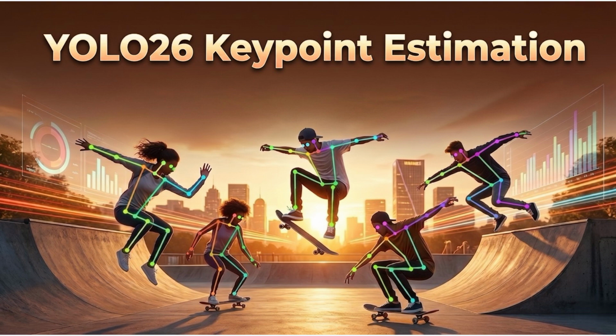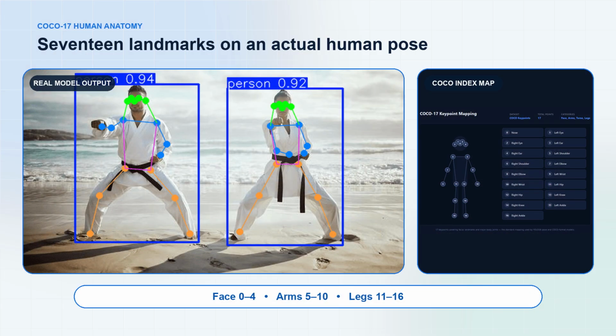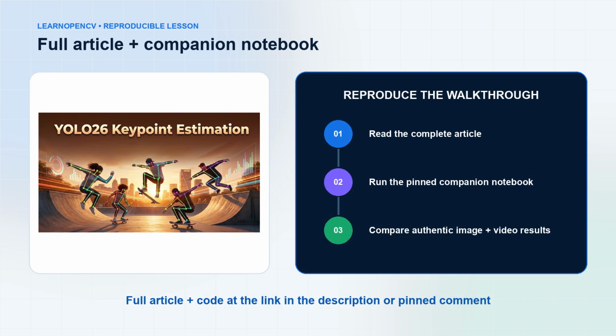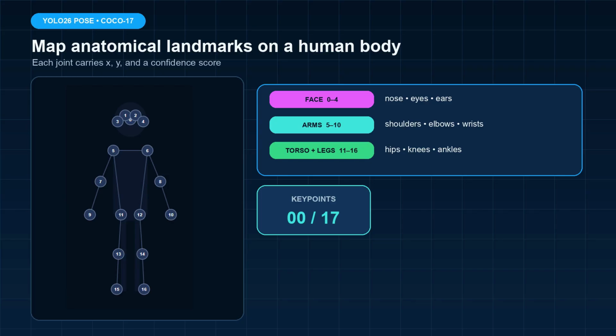17 key points can map a person's pose in one forward pass. Let's build that pipeline with YOLO26. We are sharing the full article and code to reproduce the results in this video at the link in the description or pinned comment. To understand pose estimation, we have to look at what we're actually mapping.